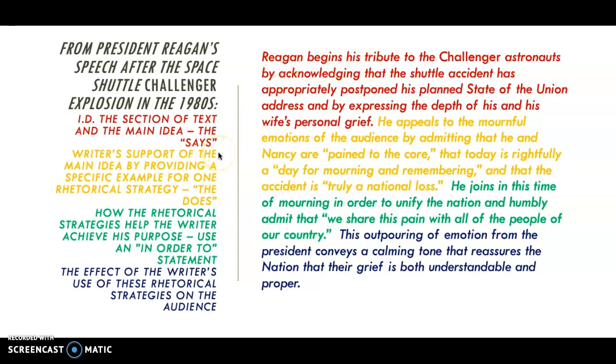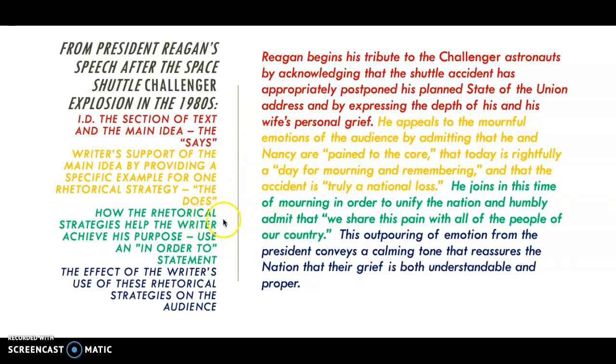Then you're going to go on and provide support of the main idea by looking at the strategy. He appeals to the mournful emotions. Okay, so now we know we're looking at pathos. He appeals to the mournful emotion, and then we are looking at specific phrases that appeal to this mournful emotion: pain to the core, today is rightfully a day for mourning and remembering, a national loss. So each of these phrases is basically the textual evidence for the strategy of appealing to pathos.